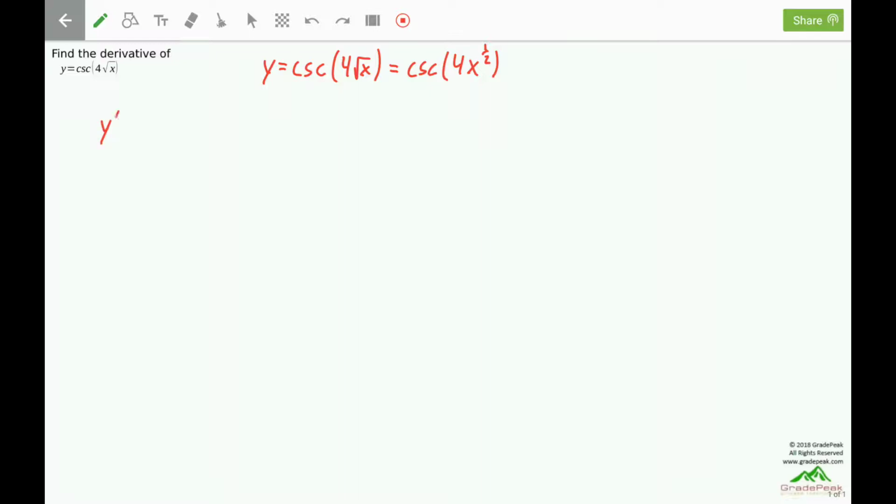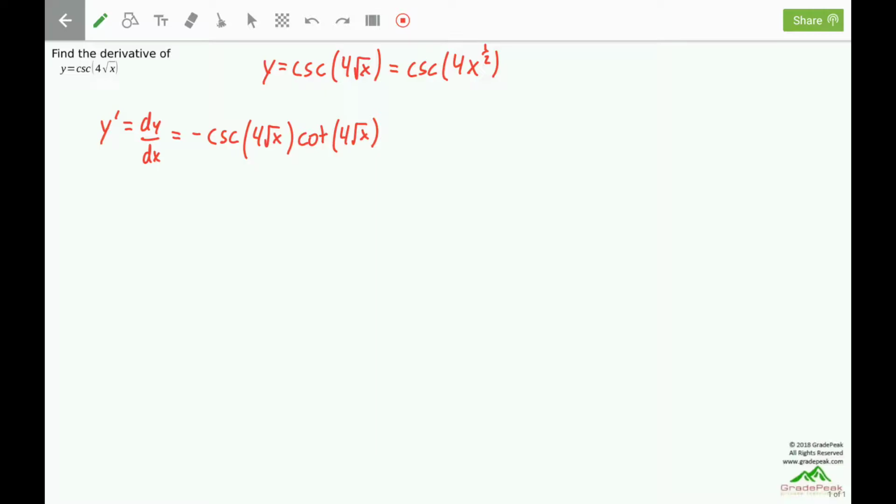The derivative y prime, or dy dx, will be found by taking the derivative of the outer function. That'll be the trig function, the cosecant. Derivative of cosecant is negative cosecant and cotangent of the exact inside. We don't change that. So I will write it as 4 square root of x for each of those.